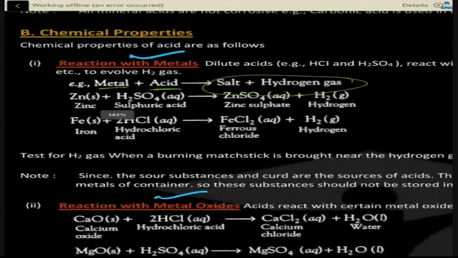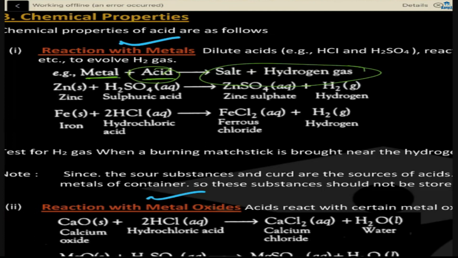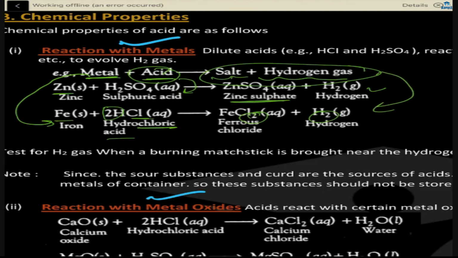Now let us see here. If this metal is reacting with the acid, we will get the salt and the hydrogen gas. Metal, for example, zinc, and the acid is sulfuric acid. It will be ZnSO4, zinc sulfate, and the hydrogen. And here, if we take the metal iron, and again the hydrochloric acid HCl, here my equation is balanced, that's why we are getting 2 and 2. So it will be FeCl2 and H2. The hydrogen gas will be there and the salt will be here. So ferrous chloride and zinc sulfate.